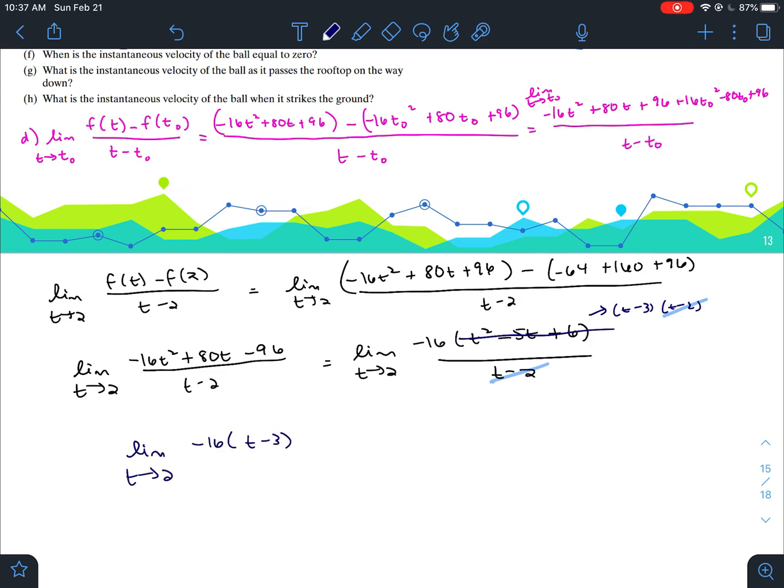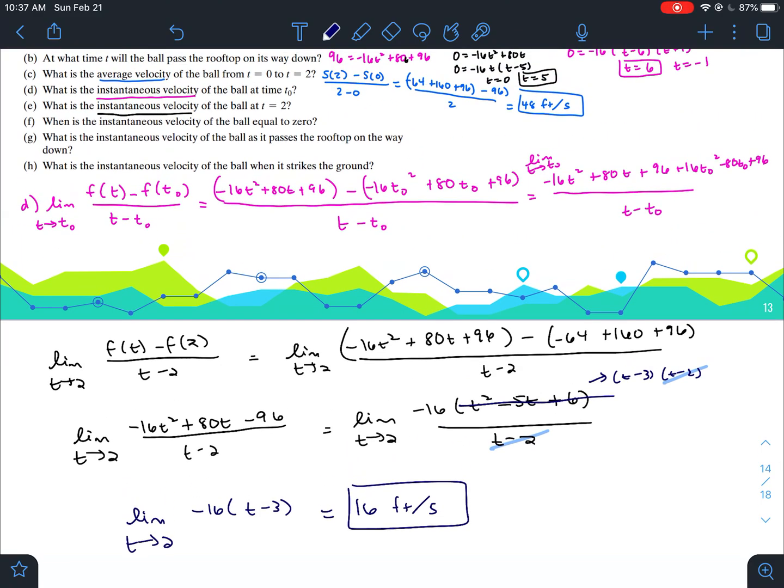And if I plug in 2, I get 16 and then feet per second. So the instantaneous velocity after 2 seconds would be 16 feet per second. So that's how fast the ball is traveling at 2 seconds. It's traveling at 16 feet per second.